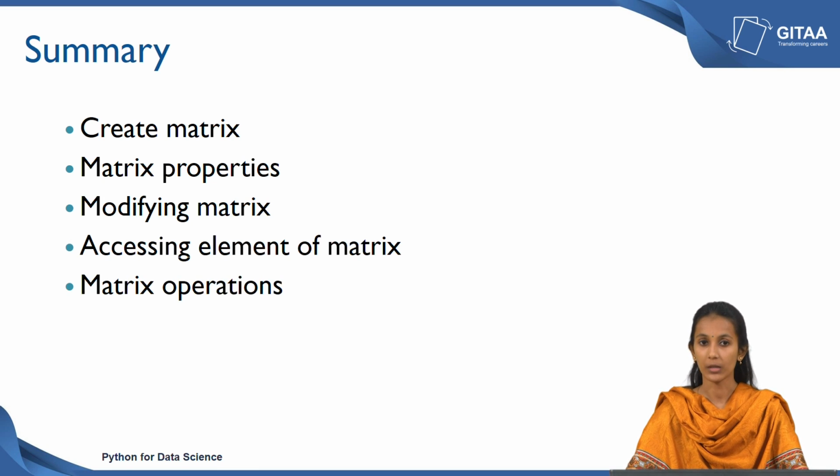And we also saw some of the matrix operations, which is addition. For addition you have to use numpy.add. For subtraction it is numpy.subtract. For matrix multiplication we saw numpy.dot. If you wanted to perform element wise multiplication, you have to use numpy.multiply, and we also saw division, which is numpy.divide. So these are the matrix operations which we saw.